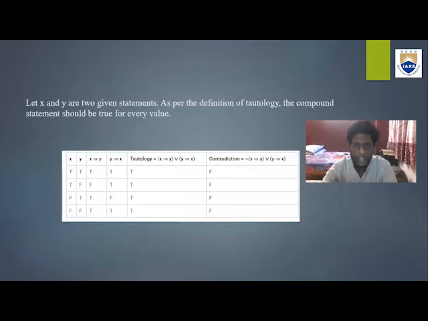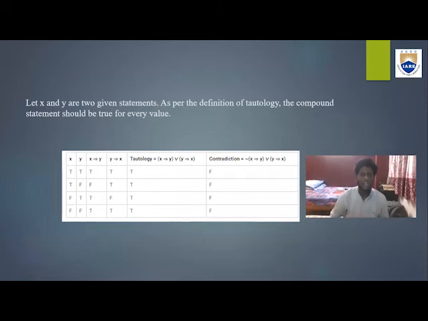Now, let us discuss a small example. Let X and Y be two given statements. As per the definition of tautology, the compound statement should be true for every value. Here the values of X are given as true, true, false, false, and the values of Y as true, false, true, false. Here X conditional towards Y means true and true will be true, true and false will be false, false and true will be true, false and false will be true. Similarly, for Y to X, the values will be true, true, false, and true. Now the tautology for the given condition will have every value true for the given statement where X implies Y or Y implies X.